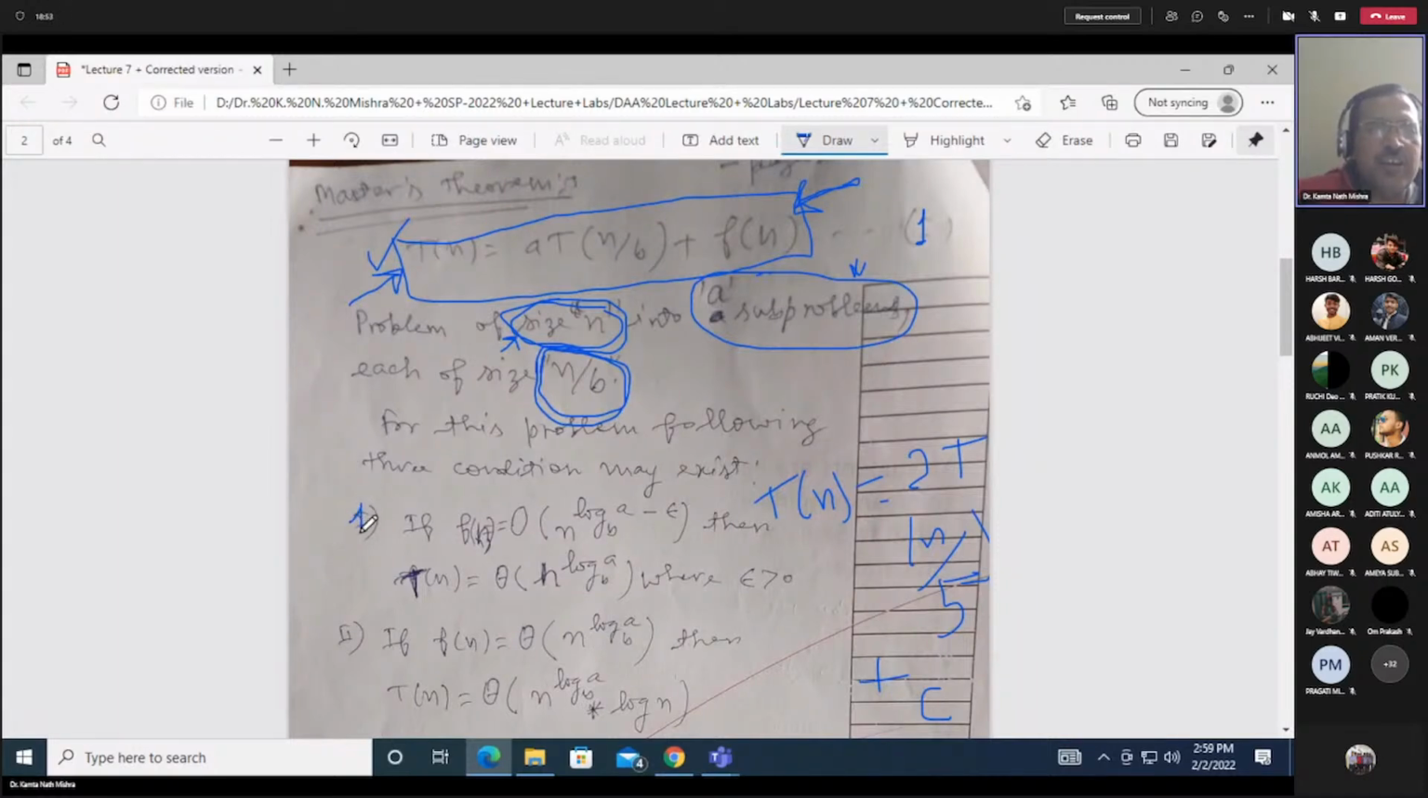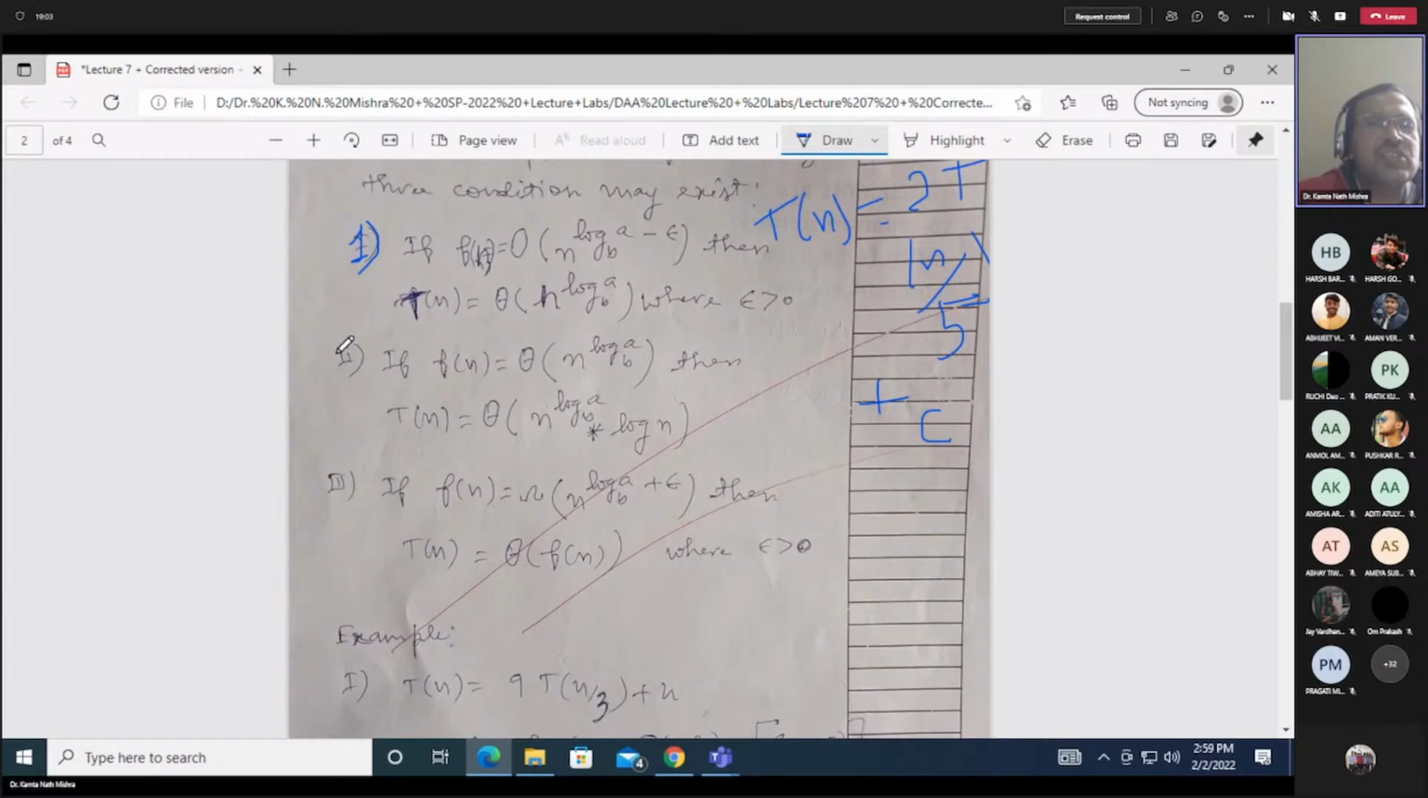This is condition 1, either condition 1 will exist. Watch this carefully, because this is master's theorem. Just on the basis of these three conditions, you can solve any recurrence. This is condition 2, second condition, and this is condition 3, third condition.